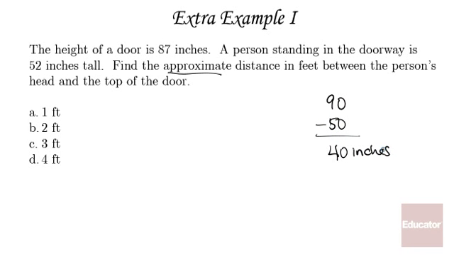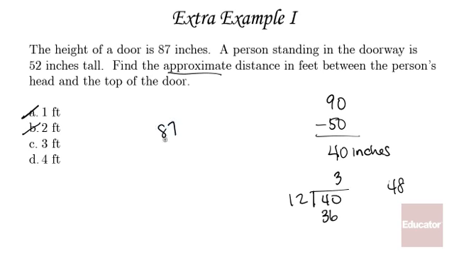And 40 inches we can divide by 12. 12 will go into 40 about 3 times, giving us 36. If it were 4 feet, it would be about 48. So 36 and 48 are both very close. So we know that it's either going to be 3 or 4 feet. So I can take out A and B, and now I can just look at 3 and 4.